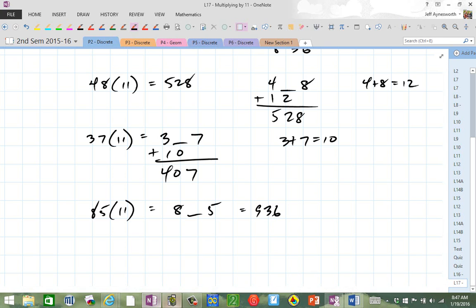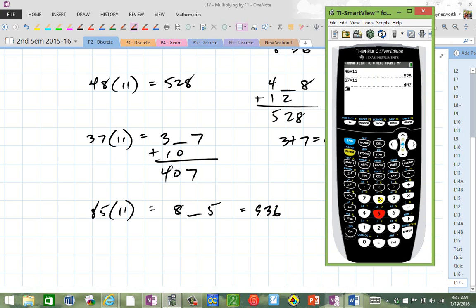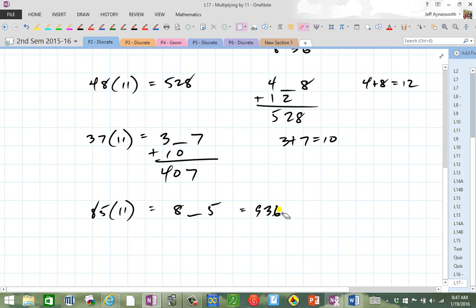Okay, 85, whoops, let me type the numbers in right. All right, times 11. Look at that, 935. Why did I write 936? I meant 935. I said it right, but I wrote it down wrong. So 935 here. Okay, so you add the 13, you get 935. The end digit has to be a 5 in this case. And that's all there is to it.